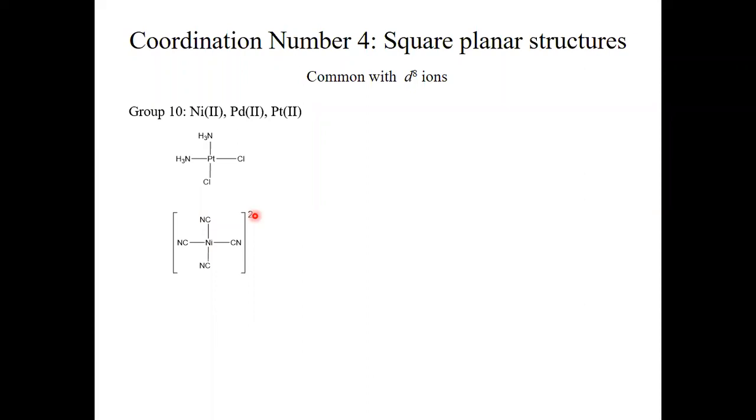Okay, now as we go away from group 10, can you think about other metal ions that are d8 ions?